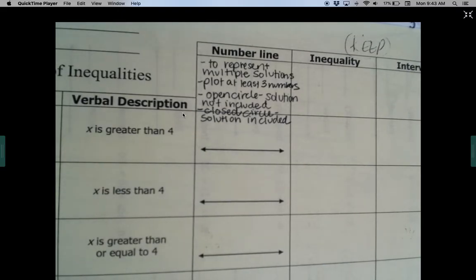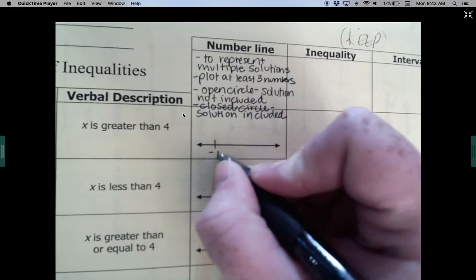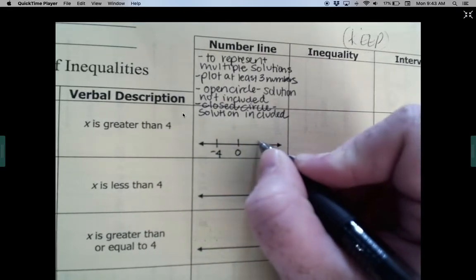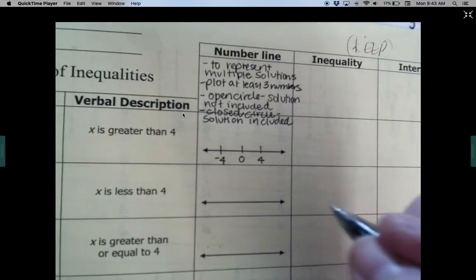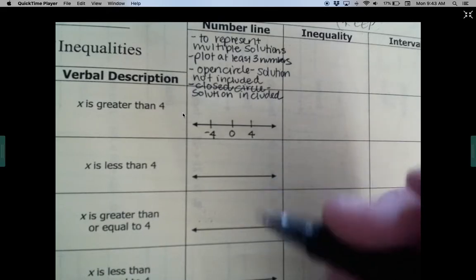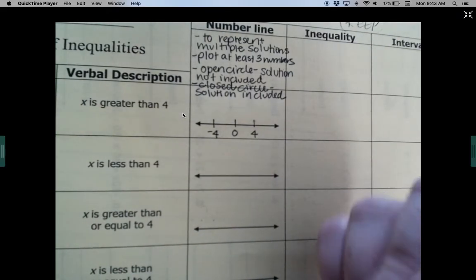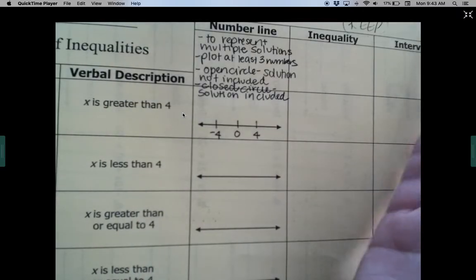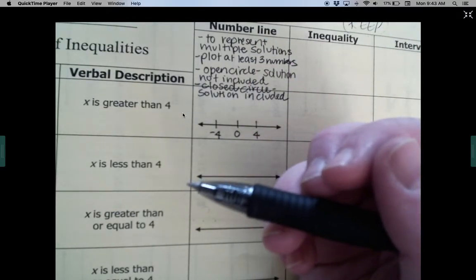So, for example, if I said x is greater than 4, that means x could be anything as long as it's greater than 4. I'm going to include -4 on my number line, 0 on my number line, and 4 on my number line. It's a good practice to include 0 on your number line, because you all know where 0 is. It's easy for you to picture a 0 because it's 0.